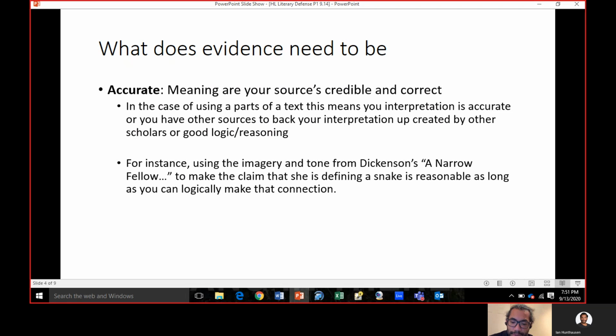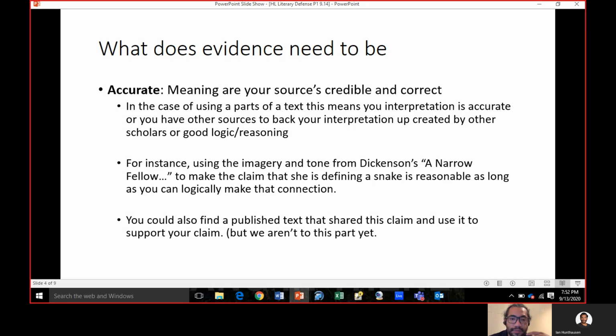So for instance, using the imagery and tone from Dickinson's Narrow Fell in the Grass to make the claim that she is defining a snake is reasonable as long as you can logically make that connection. So again, if you can go through and find words and phrases and images that support that this thing's a snake and it makes sense, well, then there you go. And obviously you can find a lot of literature on it being a snake. There's a lot of other debates you can make and claims about, well, what that might be a metaphor for, or what she might be saying contextually bigger in society, things like that.